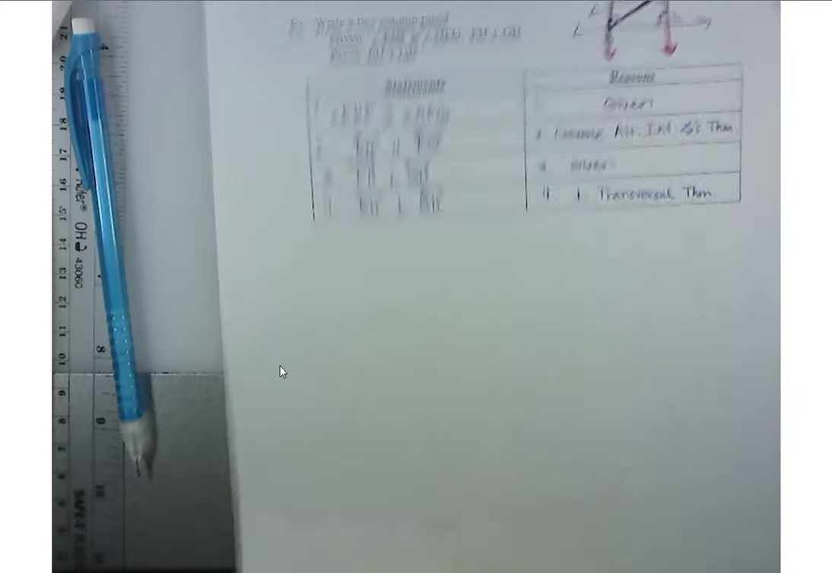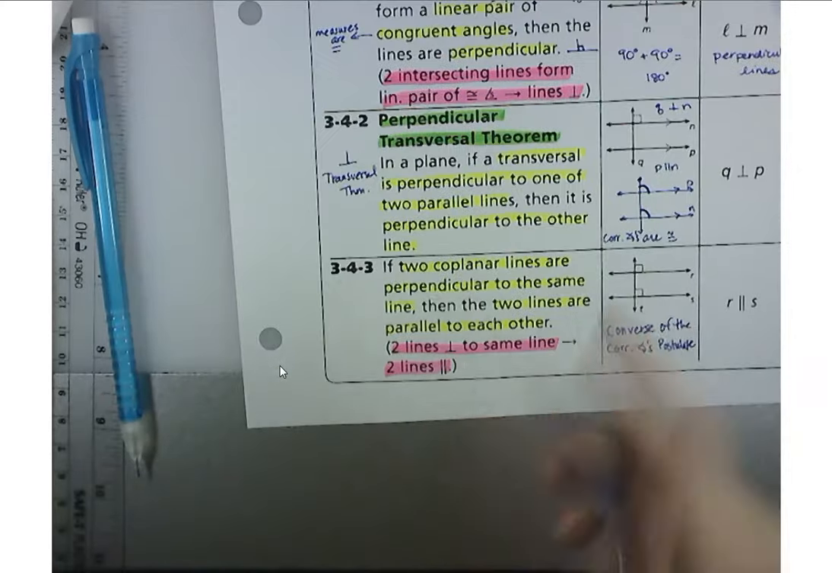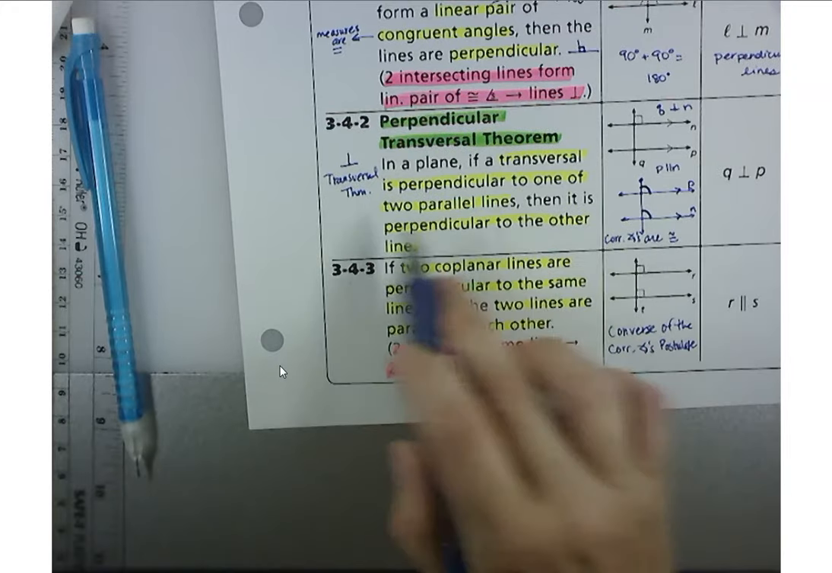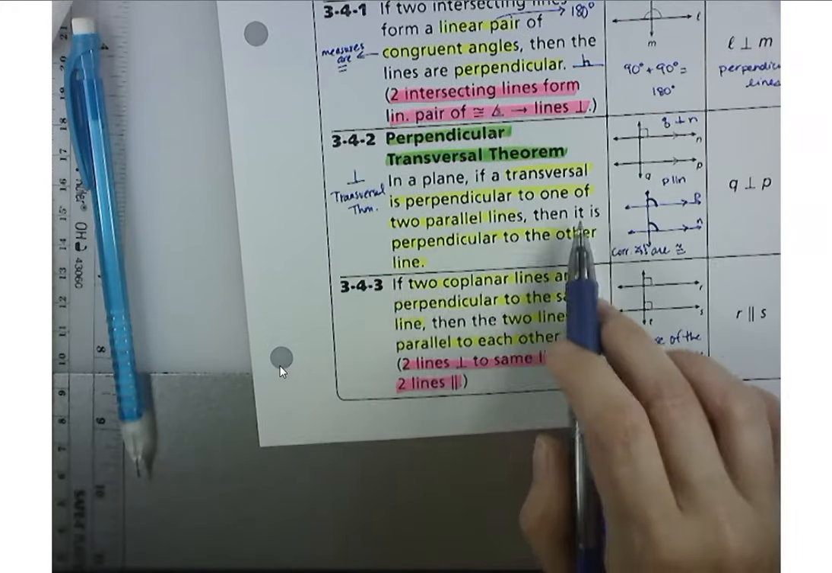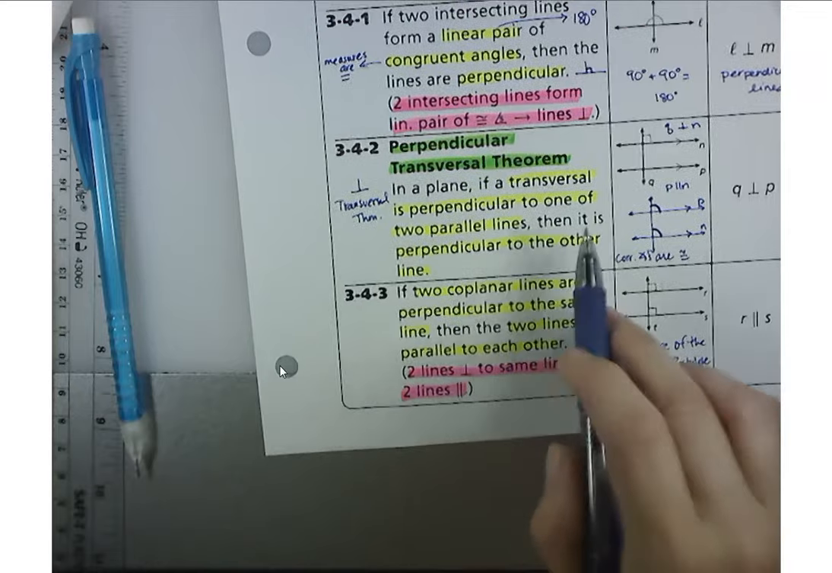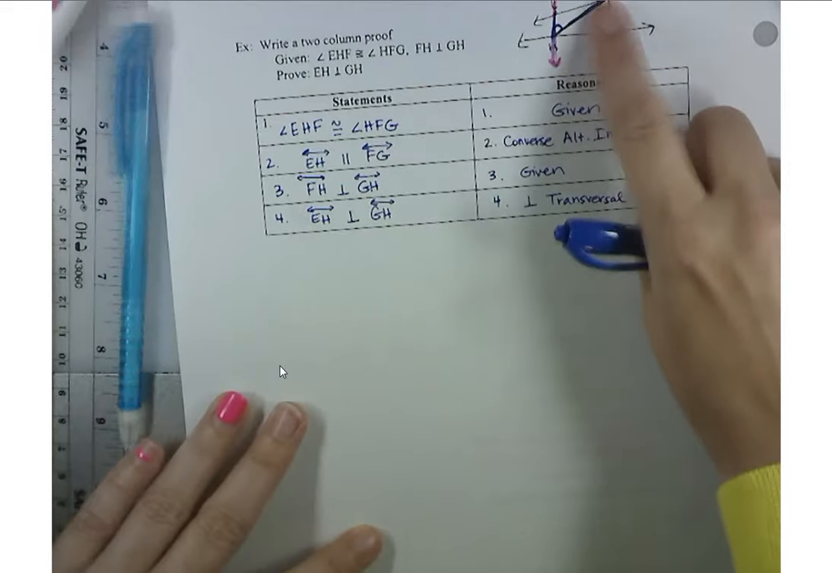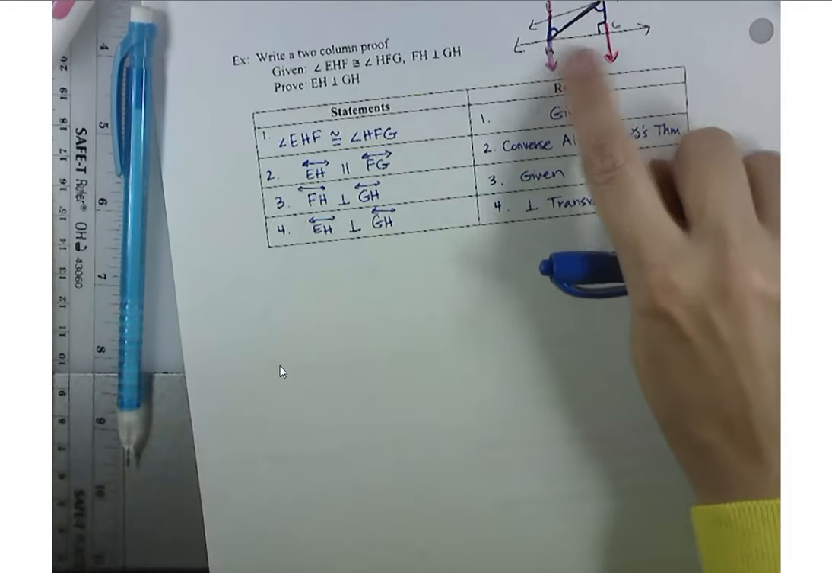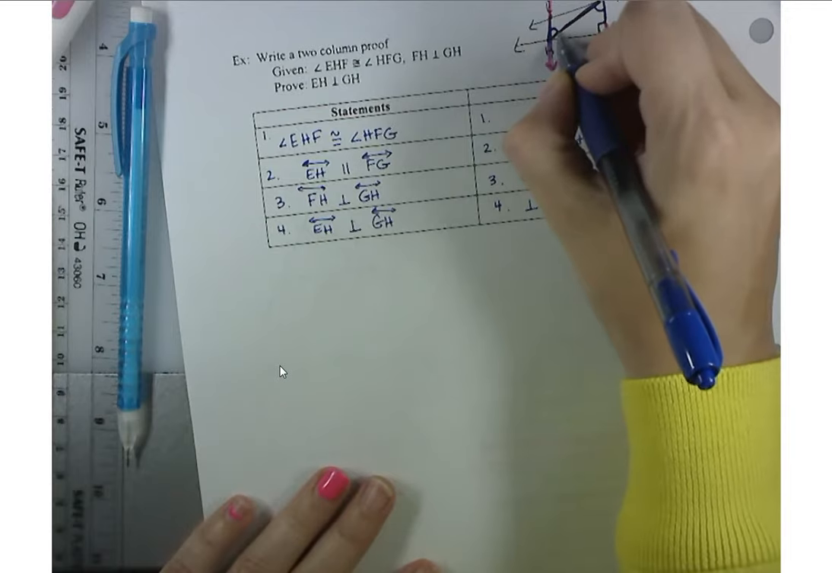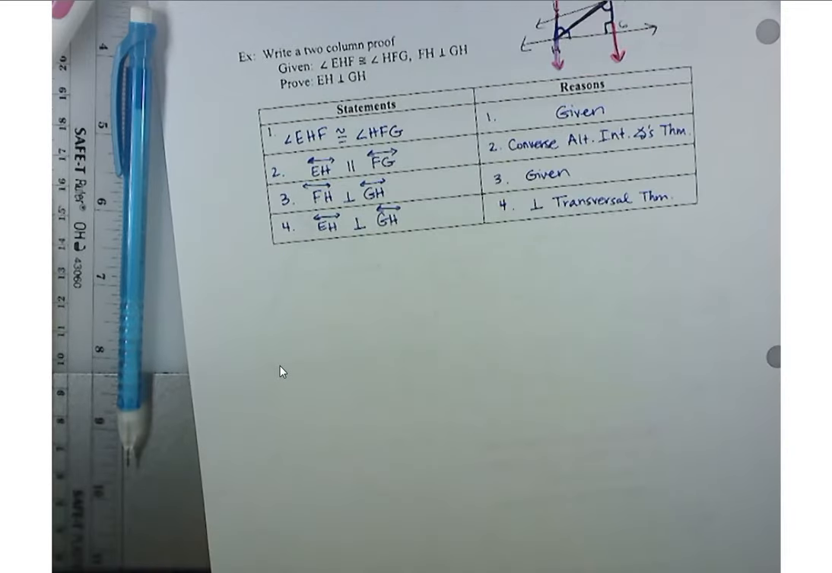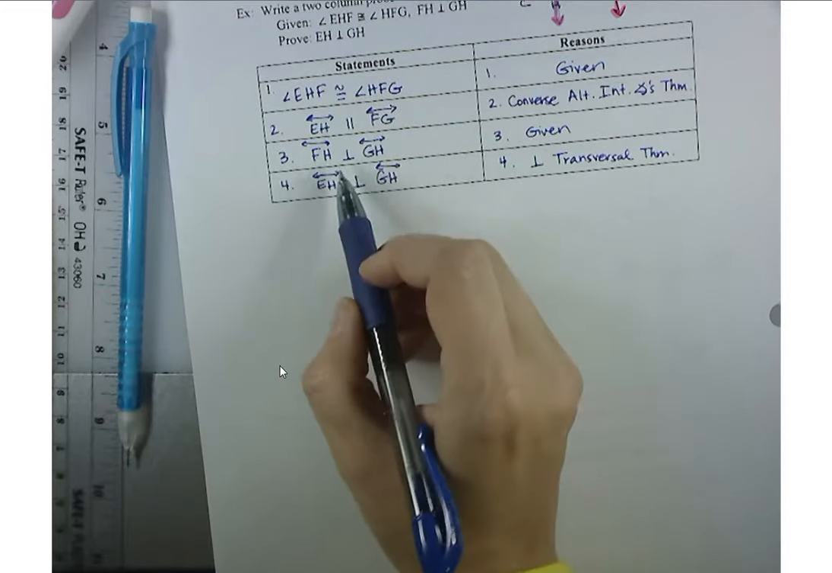So let's look back at that, your perpendicular transversal theorem. So if a transversal is perpendicular to one of two parallel lines, then it is perpendicular to the other line. Okay, so this was our transversal. Our transversal FH, they said that that was perpendicular to GH. So if the transversal is perpendicular to one of those parallel lines, it is also going to be perpendicular to the other. And so that'll be your perpendicular transversal theorem.